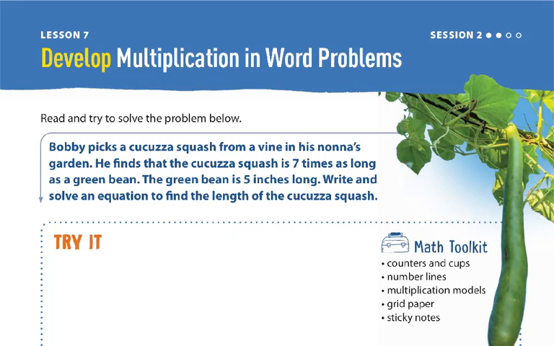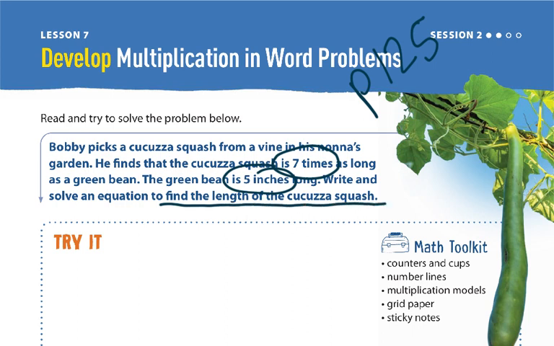All right, we're on lesson 7, develop multiplication in word problems. I'm on page 125. What page are you on? 125. Let's read. Bobby picks a kakuza squash from a vine in his Nana's garden. He finds that the kakuza squash is 7 times as long as a green bean. The green bean is 5 inches long. Write and solve the equation to find the length of the kakuza squash.